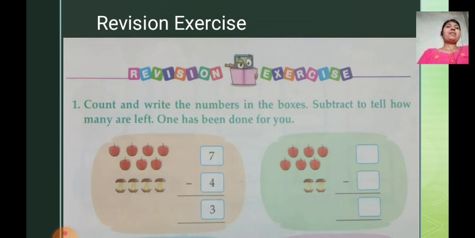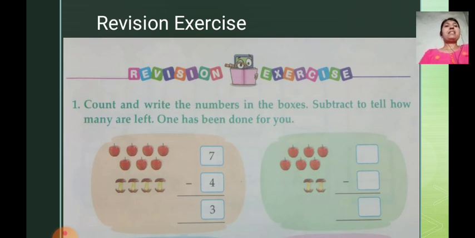Among them 4 apples were eaten. So the number 4 is written there. Now what did they do? 7 minus 4. We got the subtraction 7 minus 4. So when we subtract 4 from 7, count after 4 up to 7: 5, 6 and 7. The answer is 3. How many fingers are there? 3. So write down the answer 3. It is already written. Now we will see the next example.